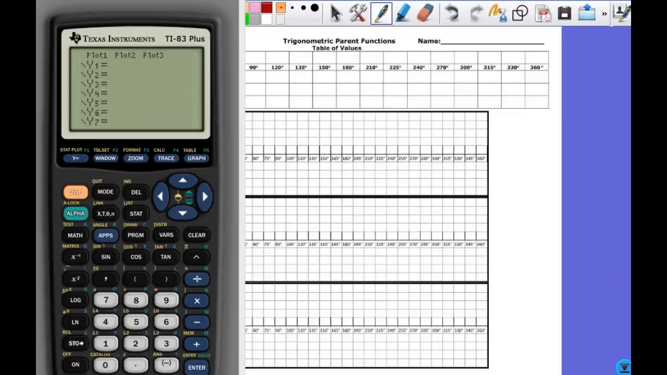All right, so on your calculator, go to y equals, and we're going to type in sine of x. And then we're going to graph it.